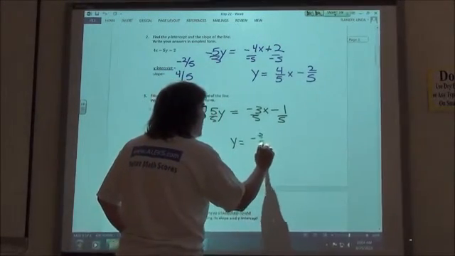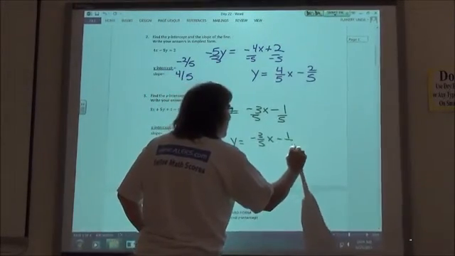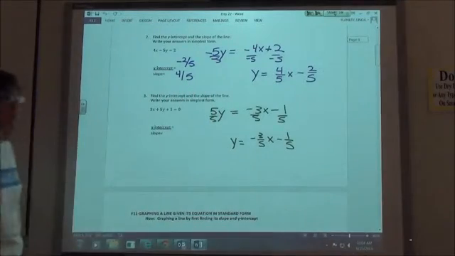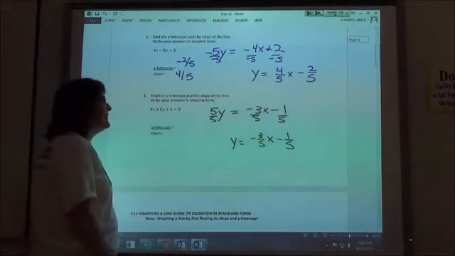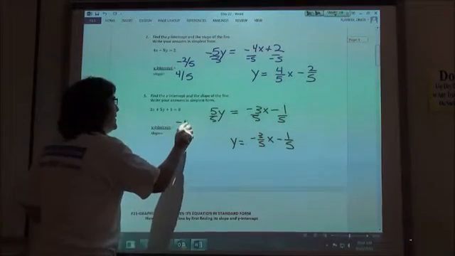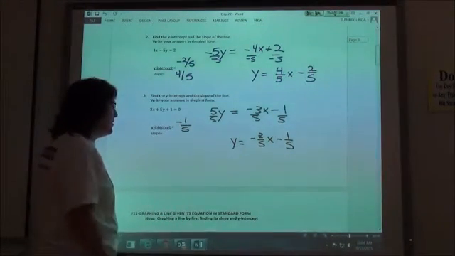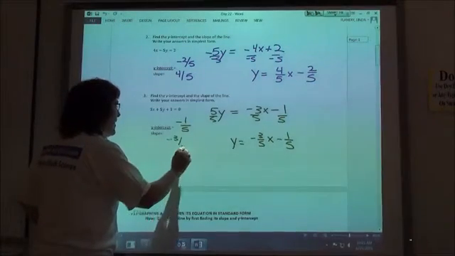y equals negative 3/5 x minus 1/5. So my y-intercept is negative 1/5, and my slope negative 3/5.